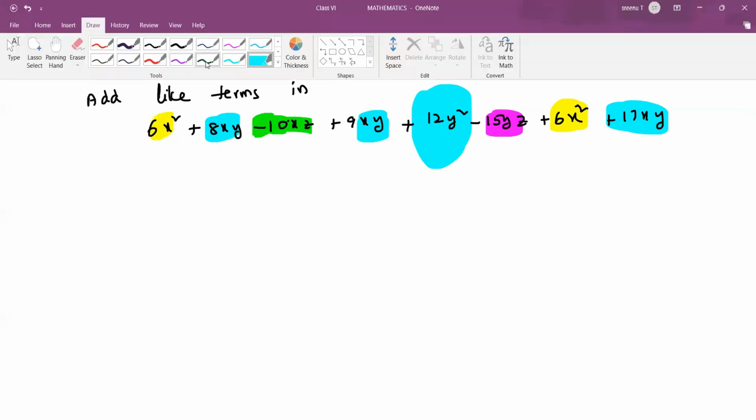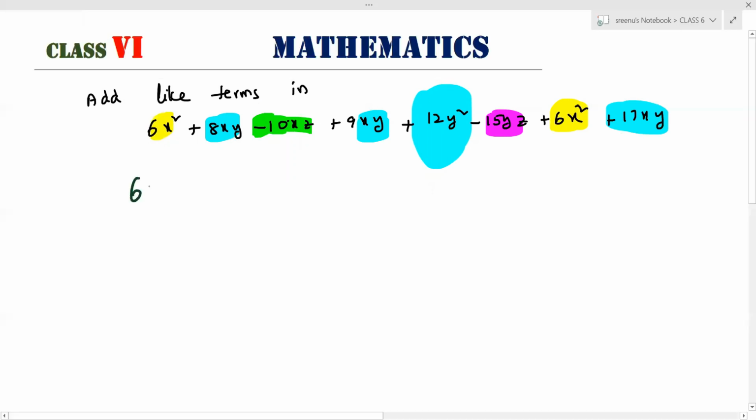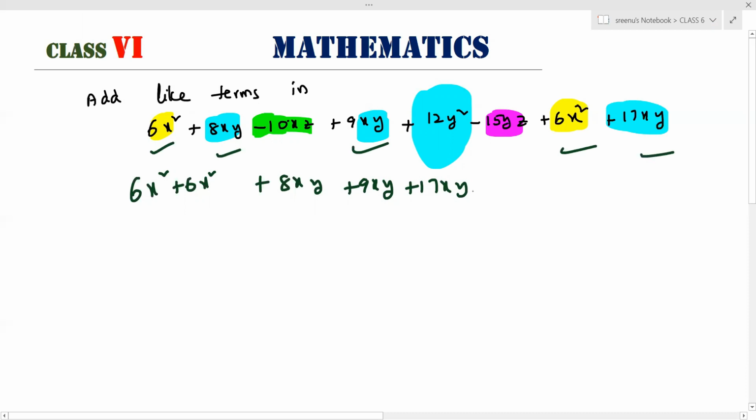First the x square term, 6x square plus 6x square. Next the xy terms, 8xy plus 9xy plus 17xy. What is completed, I'm ticking. This is over, this is over, this is over, this is over. Now xz. Xz is alone, minus 10xz. This is over. And yz is also alone. This is over. And y square is also alone.